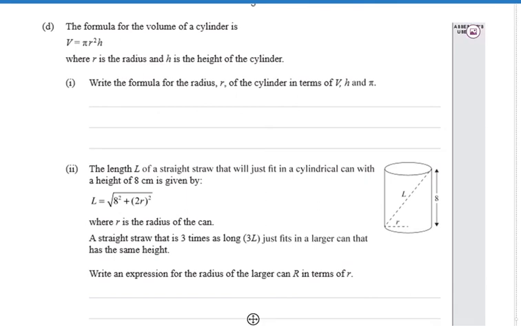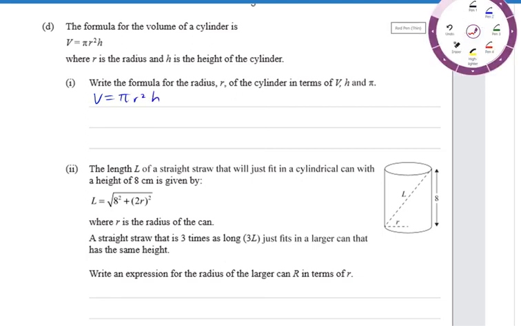Okay, here we go for the second part of question 2, and here we have a formula for the volume of a cylinder, which is given to us, and that's very nice of them, where r is the radius and h is the height. Write a formula for the radius of the circle in terms of v, h and pi. So what this question means is they want us to write r equals. Okay, so I'm just going to write down the formula that they've given us, v equals pi r squared h.